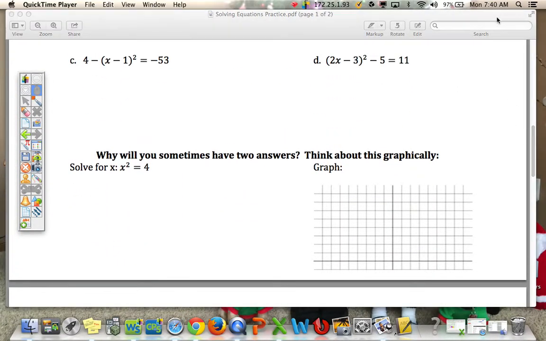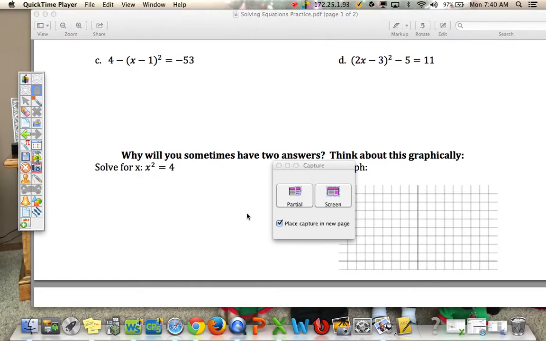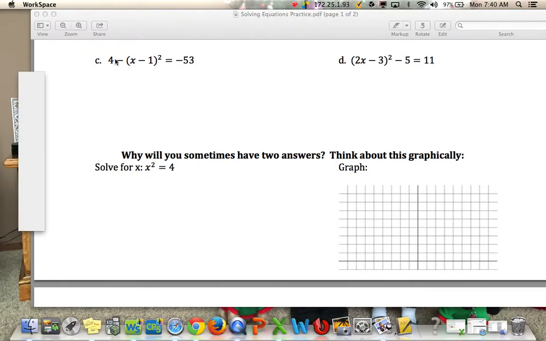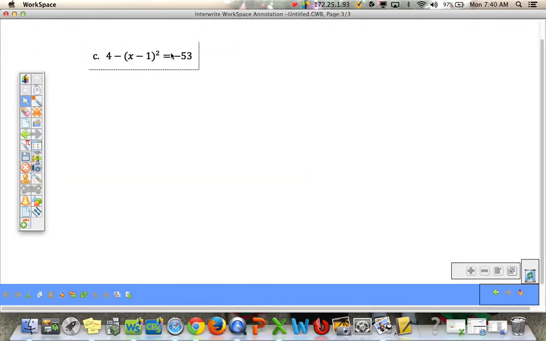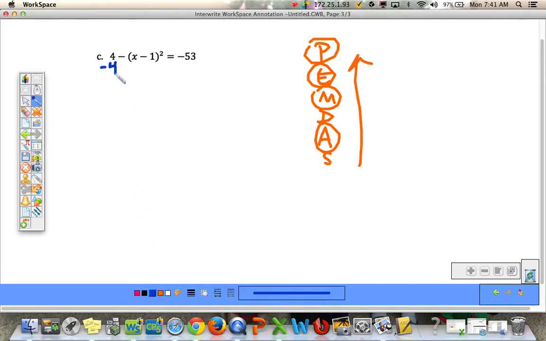Okay, let's look at this guy right here. I'm going to give myself more room for C. Okay, here we are. So again, if you get stuck, use PEMDAS. In this problem, we have addition. We have multiplying by a -1 here, so multiplication, exponents, and parentheses. So let's go backwards. First step, subtract 4 from each side to get rid of the addition. We have negative x minus 1 squared equals negative 57.